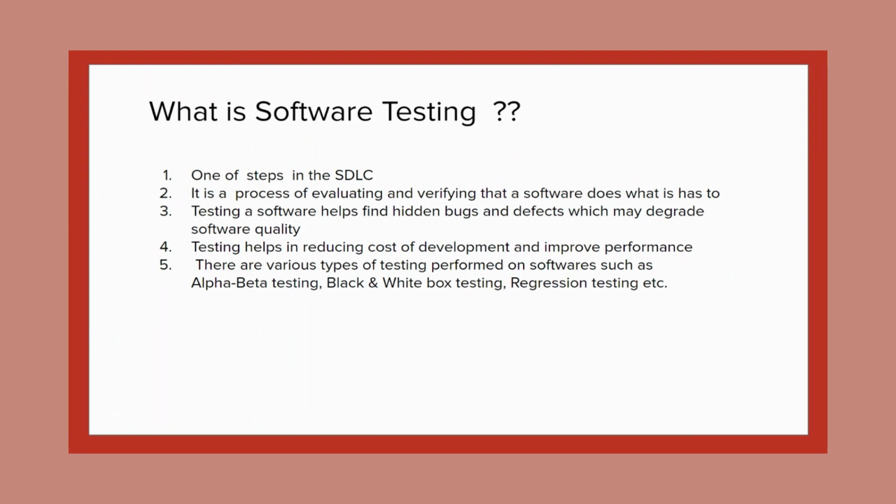You can also count it as a process which helps you to verify that a software is doing what it has to do or what it was designed to do. Testing also helps to find out hidden bugs which go unseen when a product is being developed. And there are certain quality assurance engineers who do the work of software testing. It also helps in reducing the cost of development. There are various types of testing which are being performed on a software. We'll look into each one of them in detail.